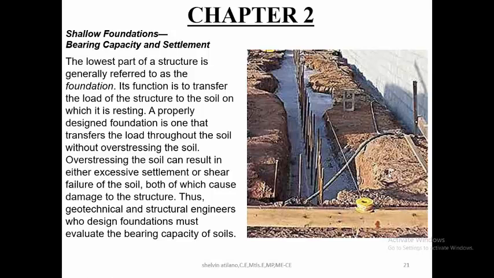So let's go to chapter 2, okay? Shallow foundation or bearing capacity and settlement. So the lowest part of the structure is generally referred to as a foundation. Its function is to transfer the load of the structure to the soil on which it is resting.